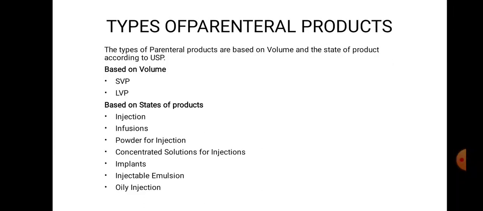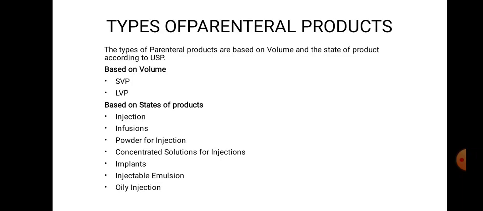Next I discuss the types of parenteral products. The parenteral products are divided into two types. The first is based on volume, and the second one is based on the state of products. So first we discuss based on volume, the parenteral products are divided into two parts.